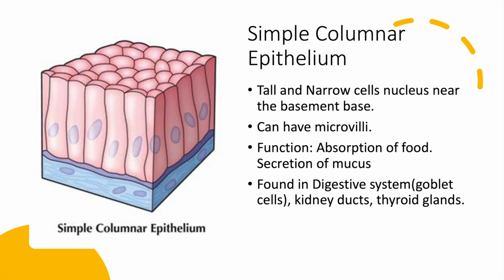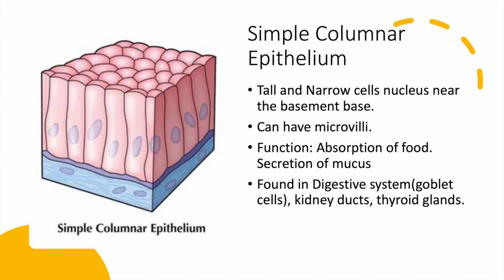The free surface of each columnar cell in most cases has microvilli that form a brush border. Where do we find them? We can find them in the digestive system, in the small intestines, in the gallbladder, in the kidney ducts. They are found lining gastric glands, the intestinal glands, the mammary glands, the thyroid glands, the salivary glands. All those glands, we are going to see later that they have the simple columnar epithelium.